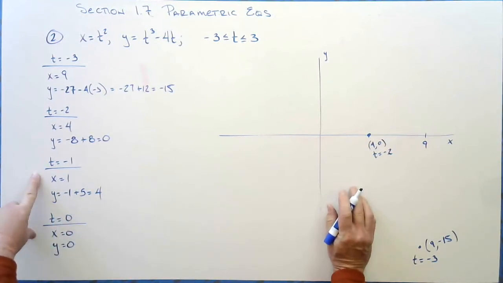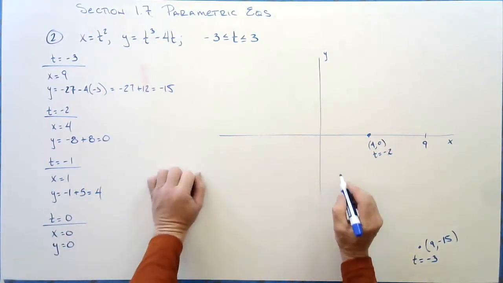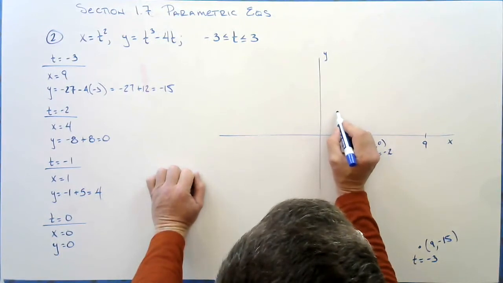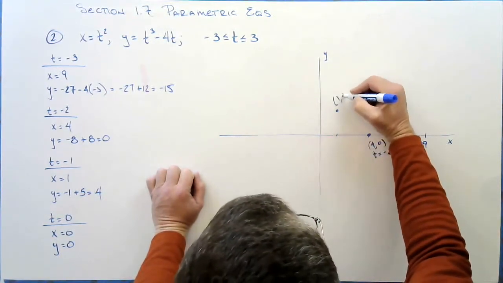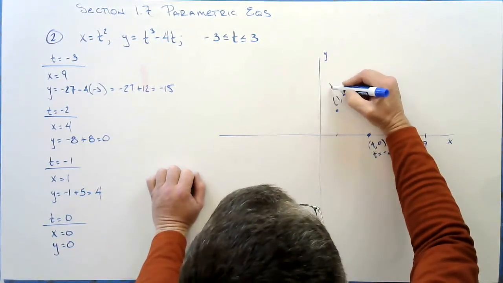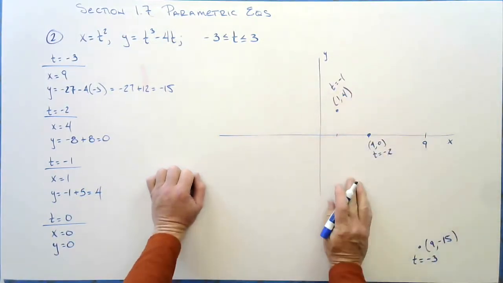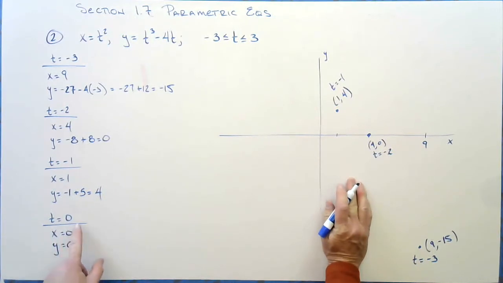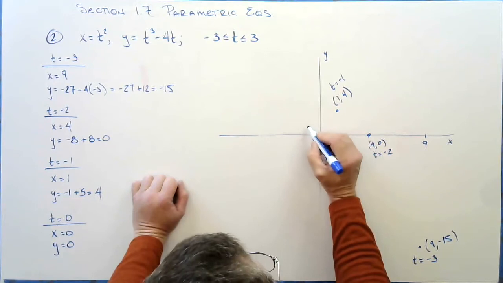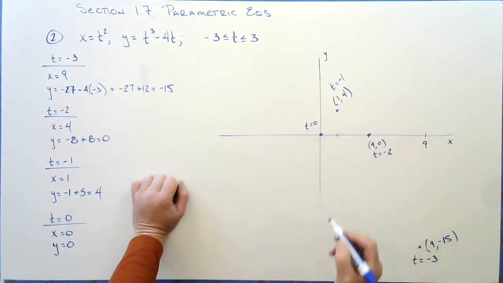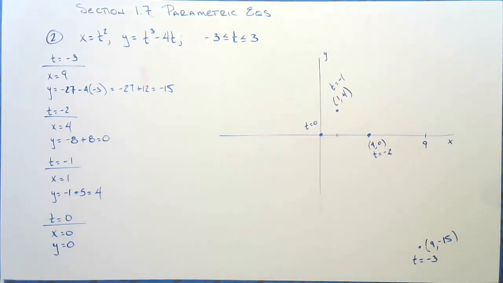Then we get x is 1, y is 4. So x is 1, y is 4 is here. This is going to be the point 1, 4. Now remember, this is t equals -1. Then when t is 0, we get the point 0, 0. That's here. It's the origin. So this is t equals 0. So those are the points we have so far.